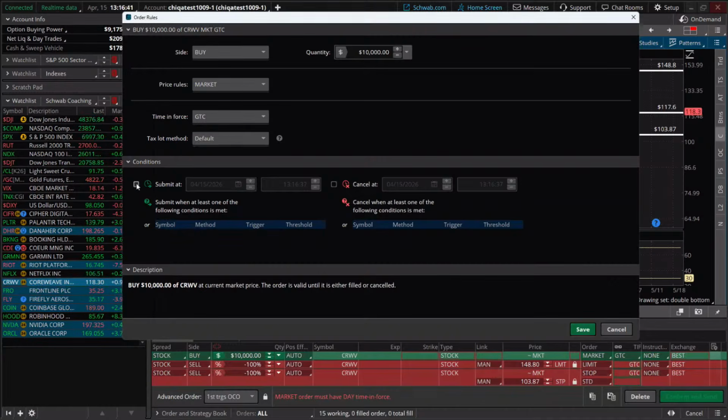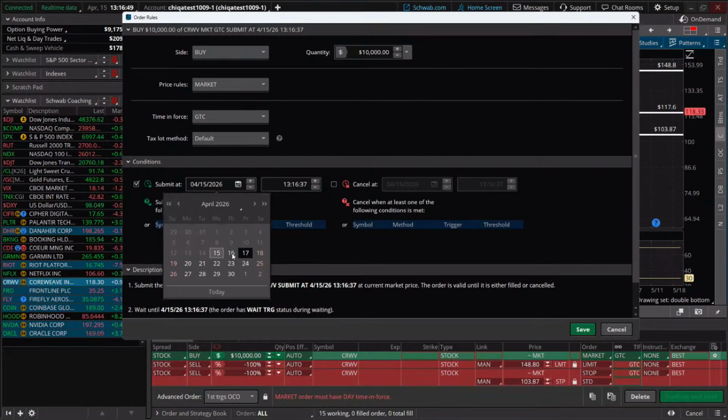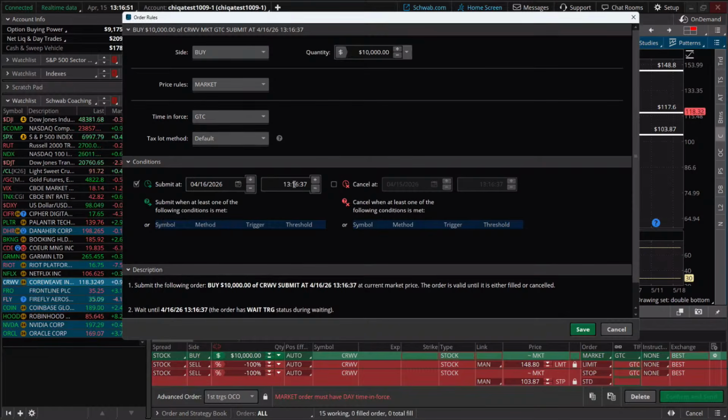So let's just do this for kicks and giggles here. Let's say we're going to wait to submit this until tomorrow, April 16th, at market open. So we're going to put 9:30, right at market open, only if the price of CoreWeave is greater than or equal to 117.60. So we'd have to watch it tomorrow morning to see if this order is going to get filled or not.